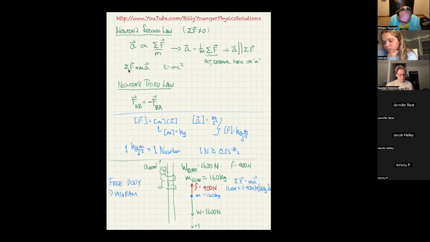When I do 1600 minus 400, I get 1200 newtons, and I divide both sides by 160 kilograms. And that would give me A. And of course, that means A is equal to 7.5 meters per second every second. Because remember that a newton is a kilogram meter per second per second. So if you divide by kilograms, you just get meters per second per second. Does everybody understand that? The fact that it came out positive tells you that the bear will slide in the positive y direction, which is what we expected.